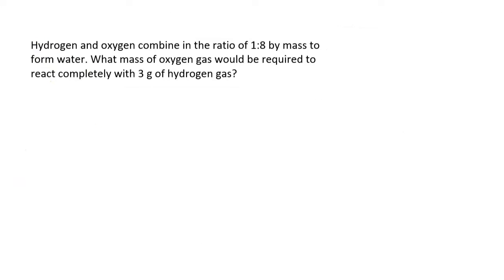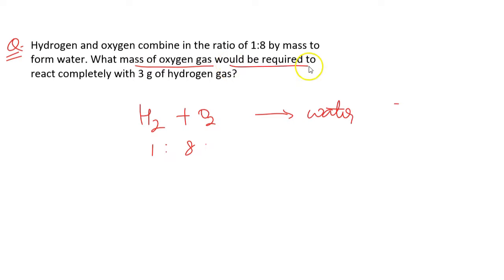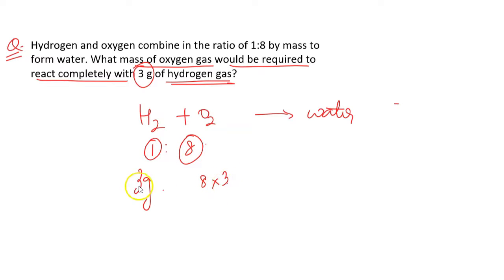So here it says hydrogen and oxygen combine in the ratio 1:8 by mass to form water, right? What mass of oxygen would be required to react completely with 3 grams of hydrogen gas? What is the mass of hydrogen gas given? 3 grams. तो ऑक्सीजन का मास क्या रिक्वायर्ड होगा? ये रेशियो दिया है ना, हाइड्रोजन अगर 1 पार्ट है, ऑक्सीजन इज 8 पार्ट्स, so you will just multiply 8 by the part of hydrogen, you get 24 grams.